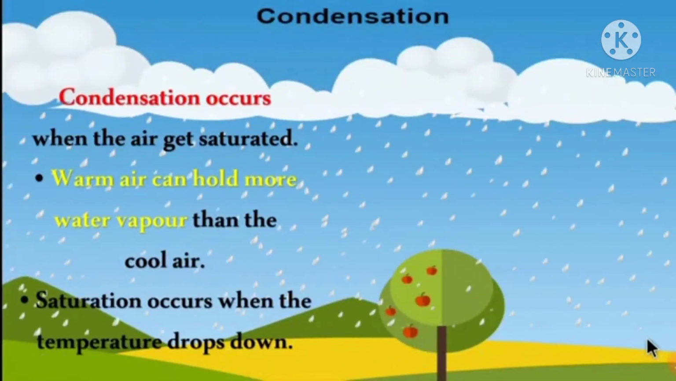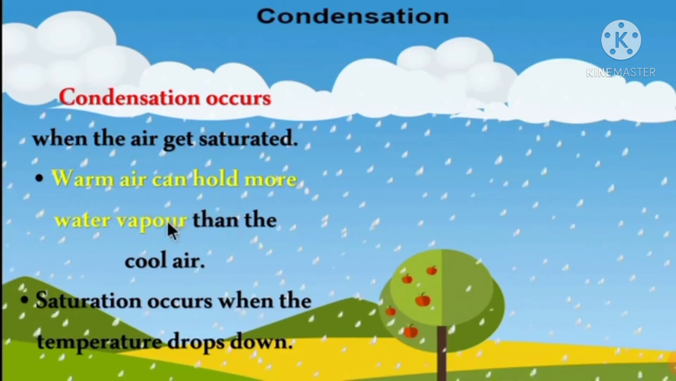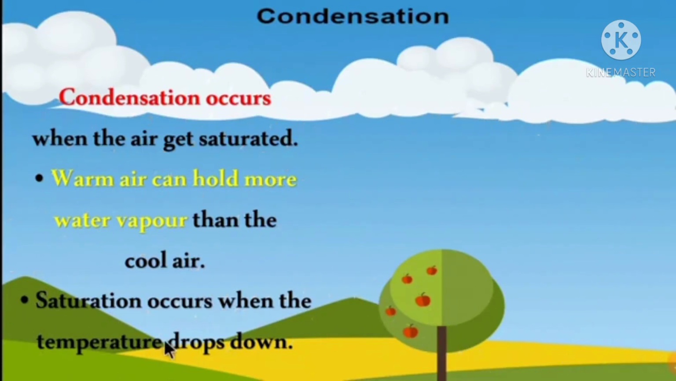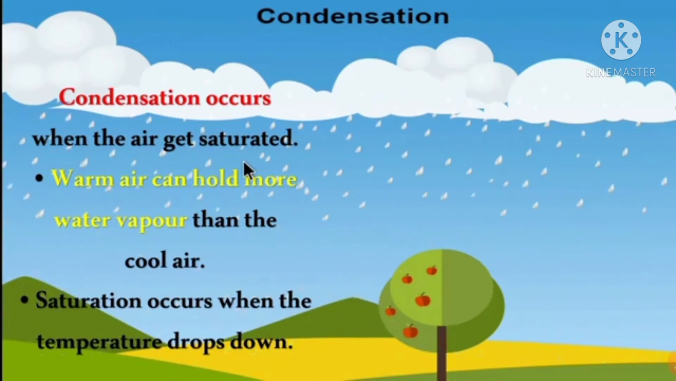Children, do you know how condensation occurs? Let's see how condensation occurs. When the air gets saturated, warm air can hold more water vapor than cool air. Saturation occurs when the temperature drops down. So, what happens? Saturation occurs only when the temperature drops down.